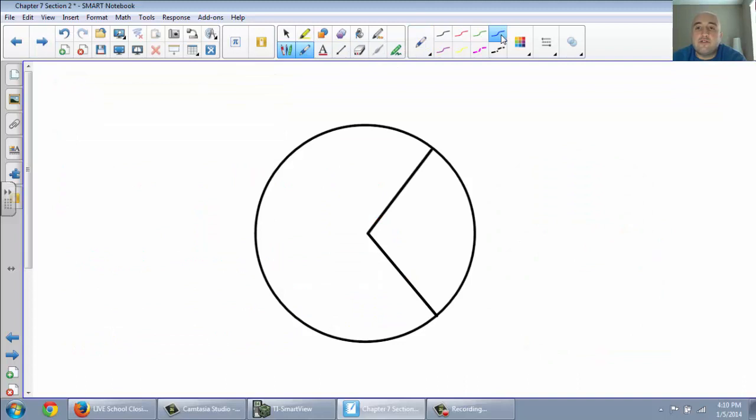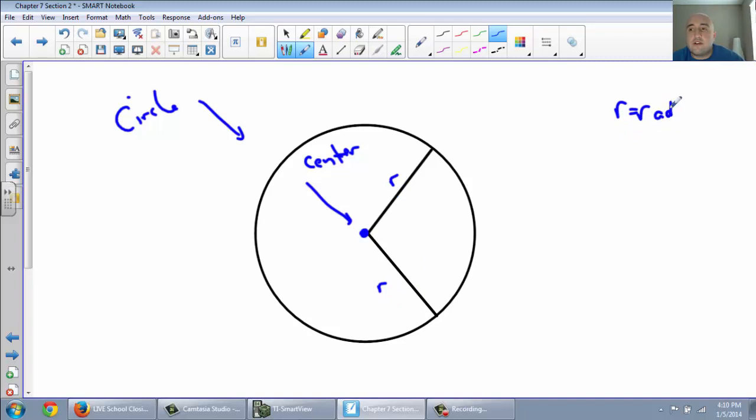All right, so I have a picture of a circle. Hopefully you know that this is a circle. I'm going to fill in this point right here. That is the center of your circle. Each one of these arms here will be r. What does little r stand for? Hopefully you know that that stands for the radius of your circle. It's the distance from the center to the side of the circle.